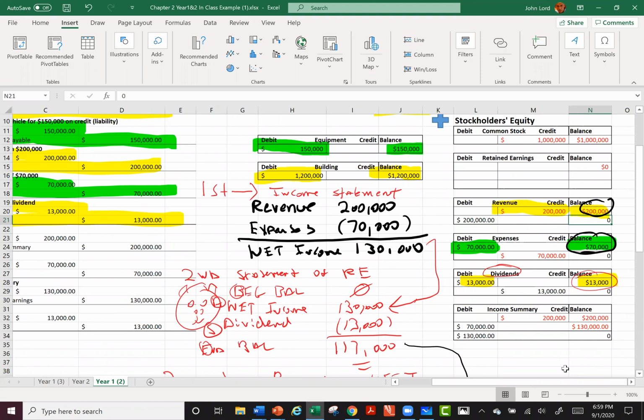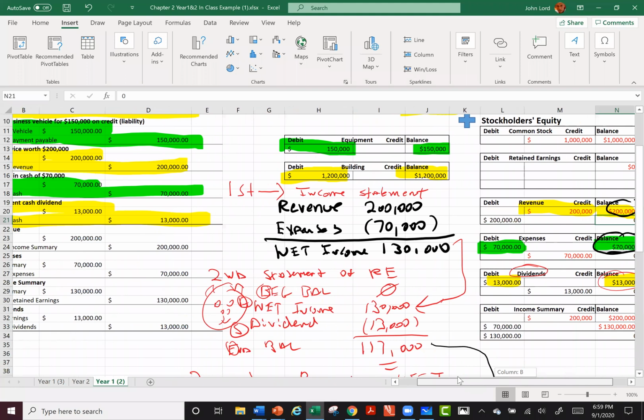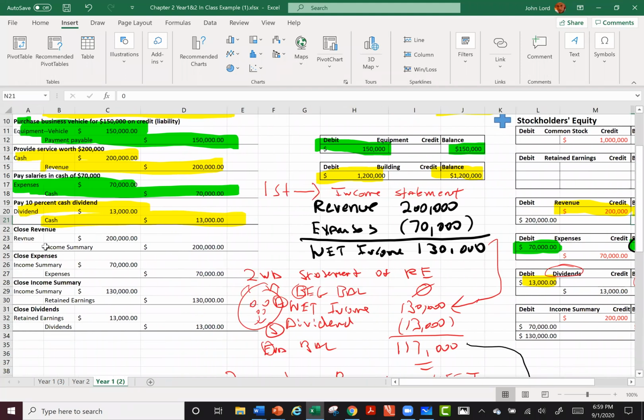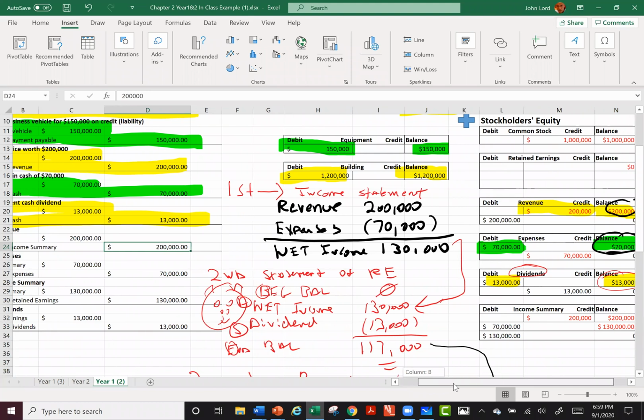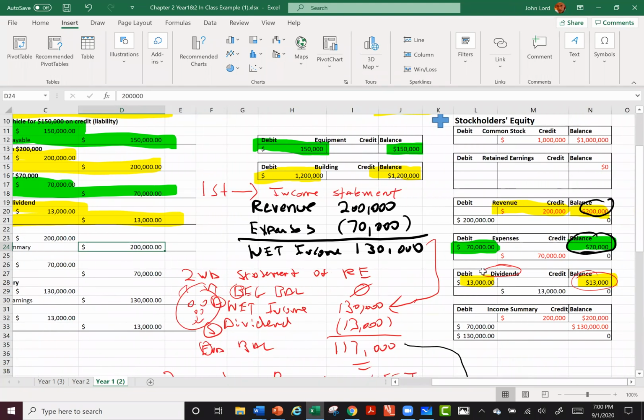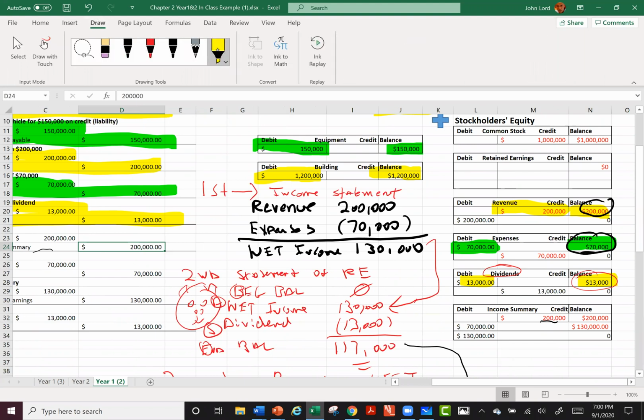Now, debits have to equal credits, right? So I debited revenue, I have to credit something. I'm going to credit this sort of holding account called income summary. Income summary is kind of a cool account because as I close my accounts, it'll show me what's gone on for the year. So I credit income summary over here, and when I post it, income summary now shows 200,000, which is my revenue. Okay, good. Got my revenue closed.